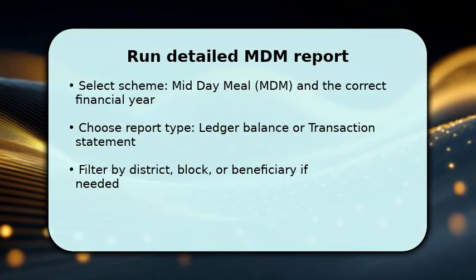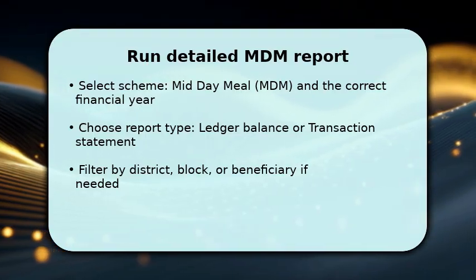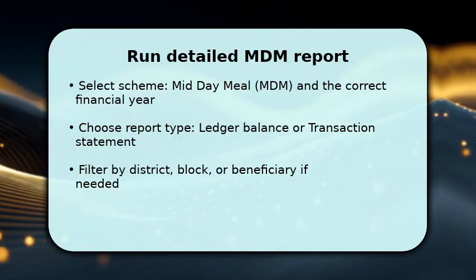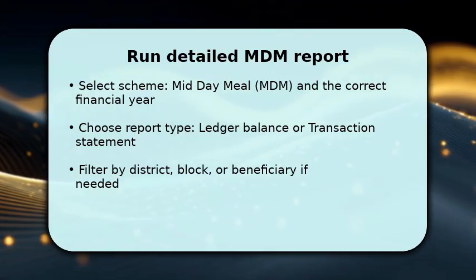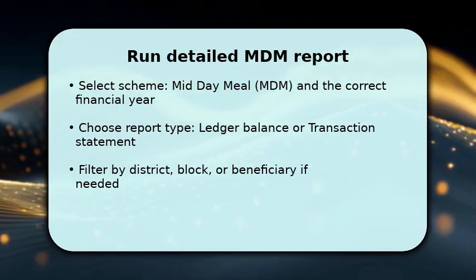Once the MDM section opens, choose the precise scheme and financial year to avoid mixing years. Then select the ledger balance or transaction statement depending on whether you need the running balance or all transactions. Ledger shows current balance quickly, while transaction statements explain changes.